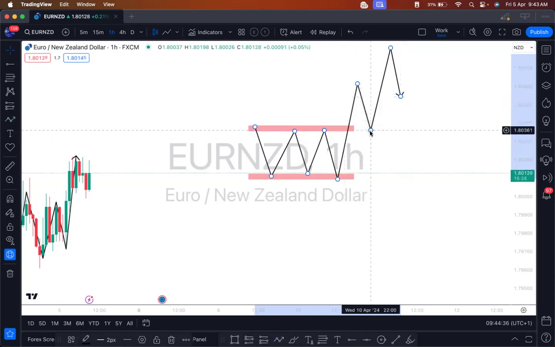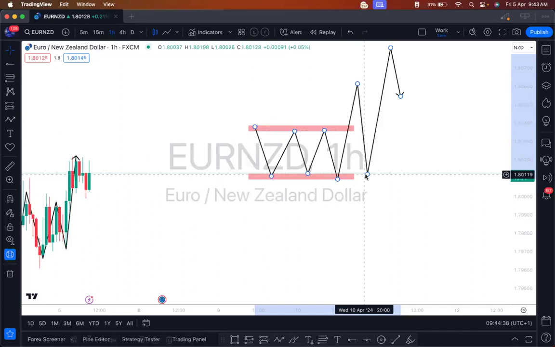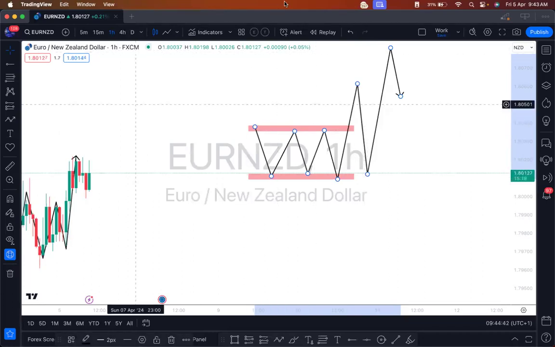Why? Because price might still come back inside that range again, and then you lose money. Do you understand? So for now, we're not trading it. You can leave this Euro NZD and look for other currency pairs to trade.